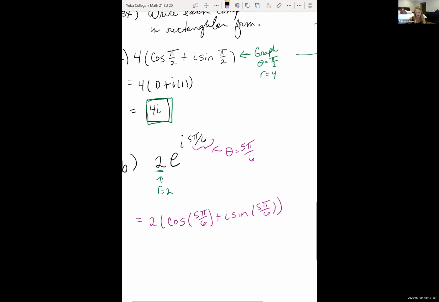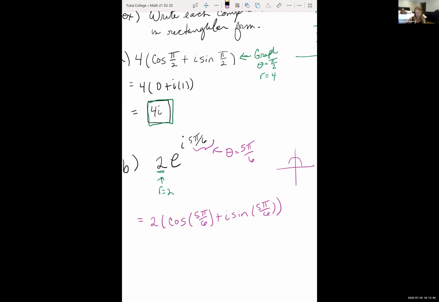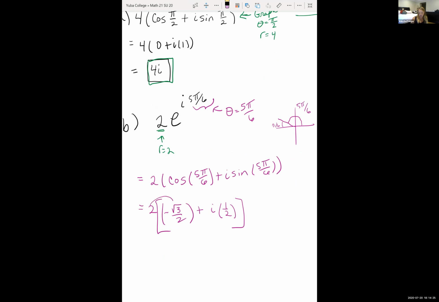So I have to think about what quadrant we are in, 5 pi over 6. My reference angle is pi over 6. So this is equal to 2 times cosine of pi over 6. Cosine of 30 degrees is root 3 over 2. Cosine is negative in quadrant 2. Plus i sine of 5 pi over 6. Sine of 5 pi over 6, that's 1/2, and it's positive in quadrant 2. We have a 2 out front here. Notice if you distribute your 2, your fractions go away. And so we're left with negative root 3 plus i.